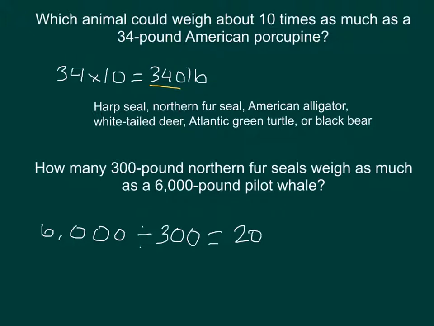For the second question, I wanted to know how many groups of 300 pounds would fit within 6,000 pounds. So I divided 6,000 divided by 300. Here again, I used my smaller math facts to help me out. I thought about how many times would 3 go into 60? I could have broken it down even further and thought about how many times would 3 first go into 6 and then add my 0 at the end of it. So my final answer would be 20 fur seals. So 20 fur seals can fit or weigh as much as a 6,000-pound pilot whale.